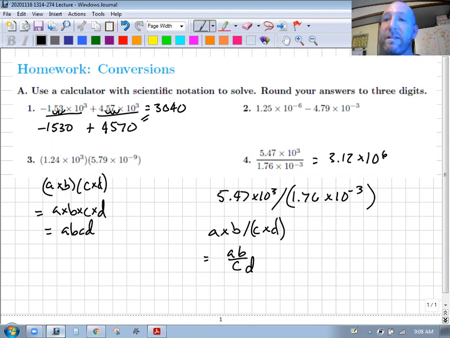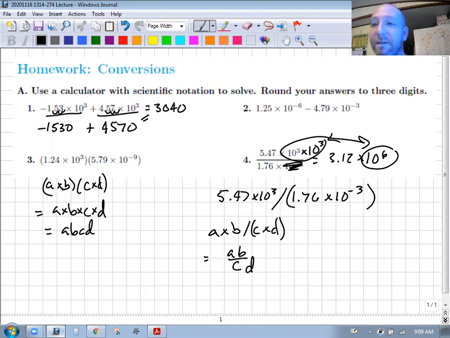Which kind of makes sense. Notice this is a 10 to the negative 3. That's the same thing as putting it up here as a 10 to the positive 3. So we would expect a 10 to the 6th. 10 cubed times 10 cubed is a 10 to the 6th. It's a quick rough check if the answer makes sense.